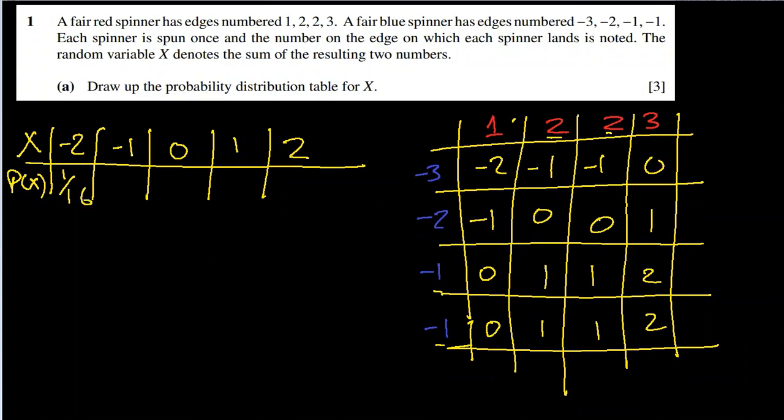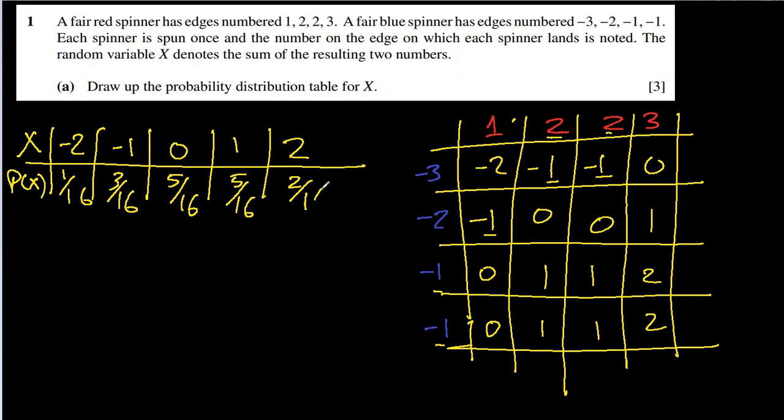out of 16. Then we have -1. I can see 3 -1s, 1, 2, and 3. So 3 out of 16. 0 is 1, 2, 3, 4, 5. And 1, 1, 2, 3, 4, 5. And 2, 1, 2 only, 2 out of 16.